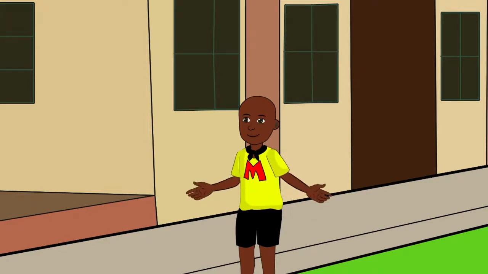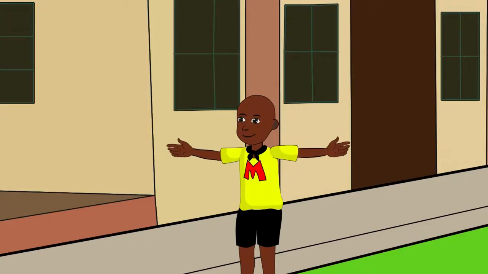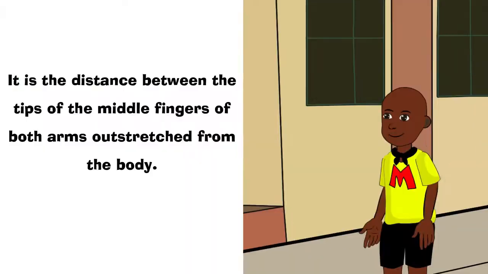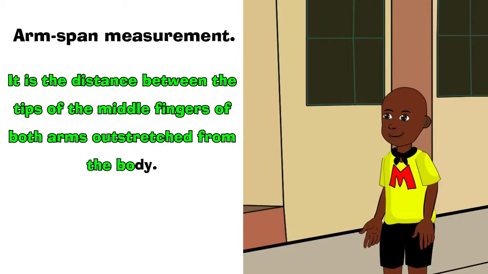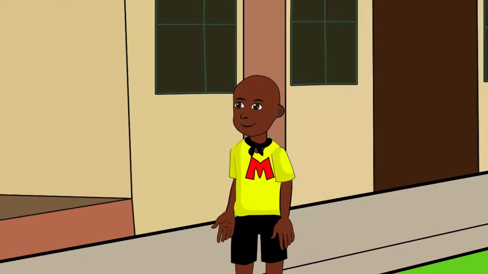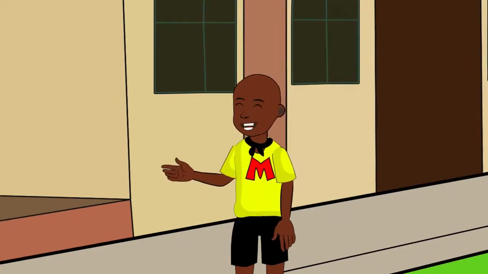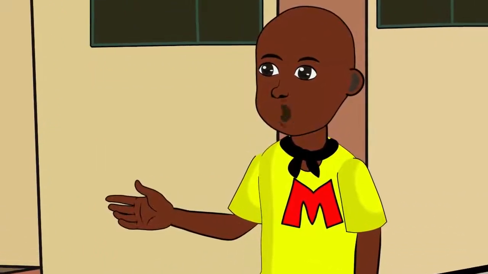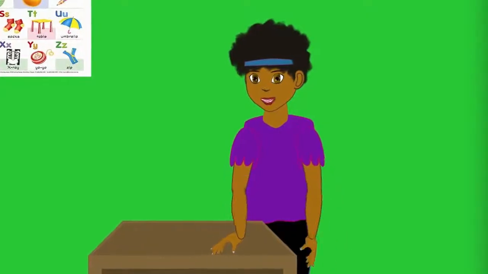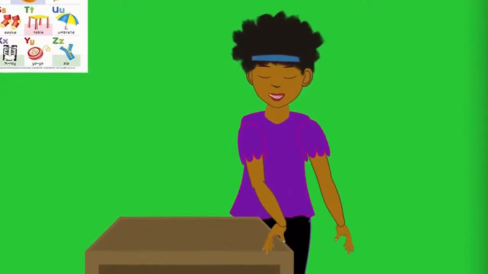Ready? Let's spread our arms like this. Good. When we spread our arms this way and use them to measure things, we are using the arm span way of measurement. It is the distance between the tips of the middle fingers of both arms outstretched from the body. Now, see my hands? The distance measured from the tip of my thumb to the tip of my little finger is called the hand span. This table has 10 hand spans. Amazing, isn't it?